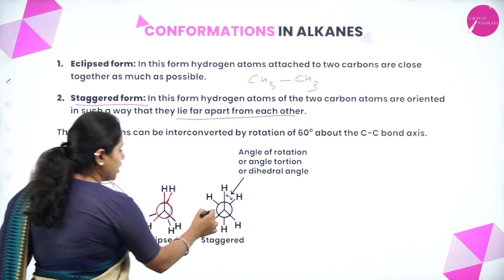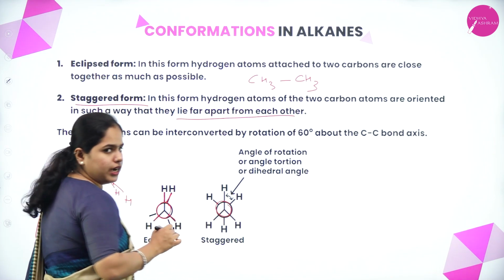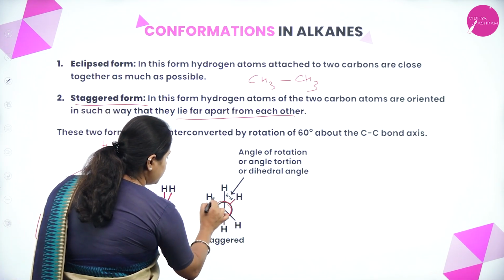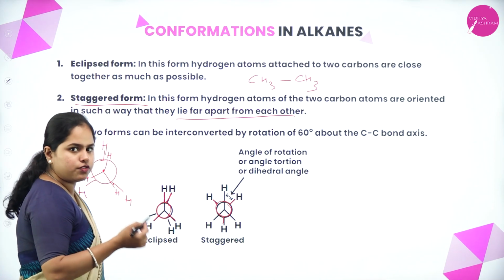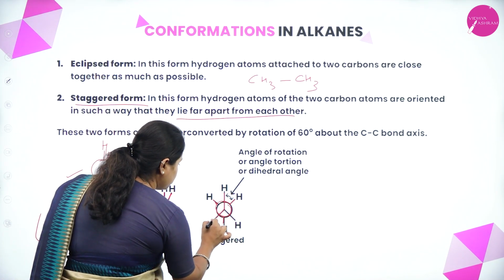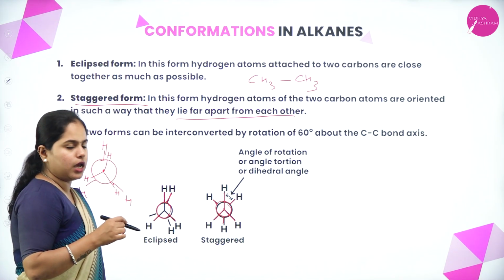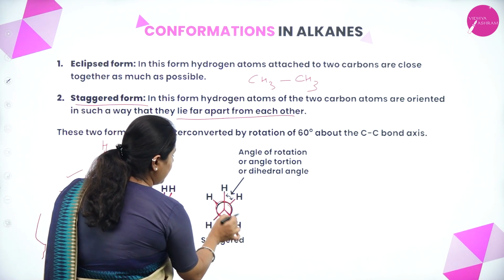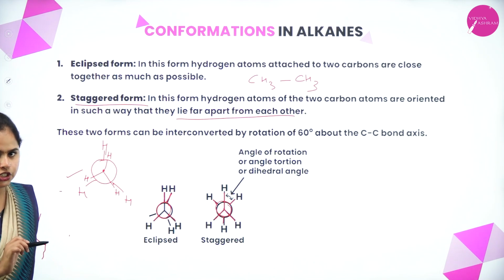You can see here, yes, this circle stands for one carbon atom, right? And you can see 1, 2 and 3 hydrogen atoms of that carbon atom. And the next one is represented in the center, 1, 2, 3 hydrogen atoms of the second carbon atom. And you can see they are as far as possible from each other.